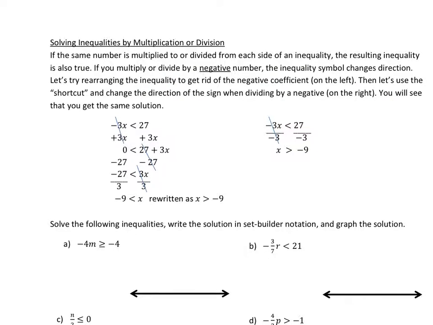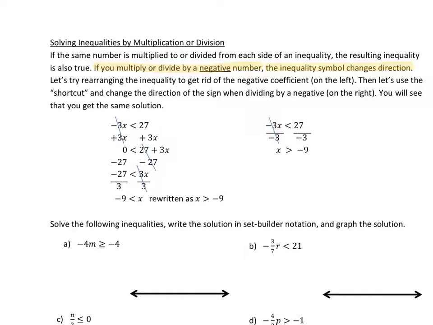Solving inequalities by multiplication or division. If the same number is multiplied to or divided from each side of an inequality, the resulting inequality is also true. If you multiply or divide by a negative number, the inequality symbol changes directions.